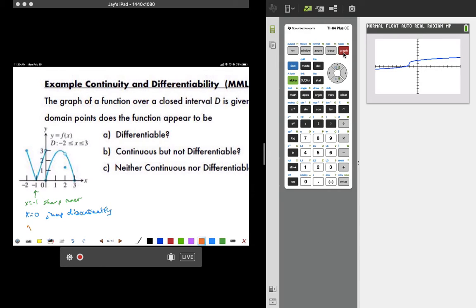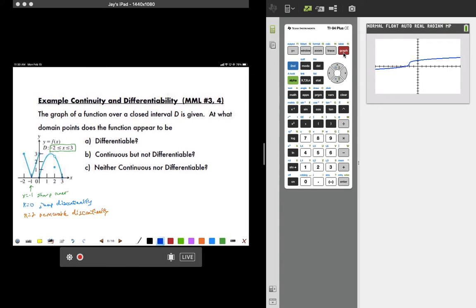And now we have an x value of 2. There is a removable discontinuity. And that should tell us that we're not differentiable there either. Okay, so if that's the case, then I need to figure out where I am differentiable. And I want to point out that we've got an entire domain here of -2 to +3. So now that I know where it isn't differentiable and why, I can start to piece together all the intervals where it is differentiable. So we're going to start at -2 and go to -1, not inclusive.